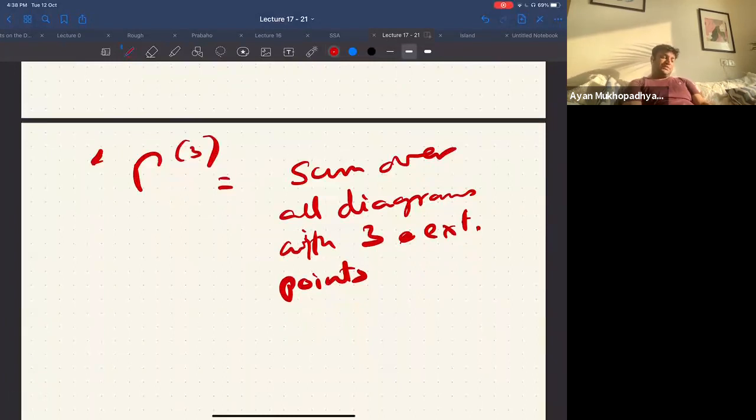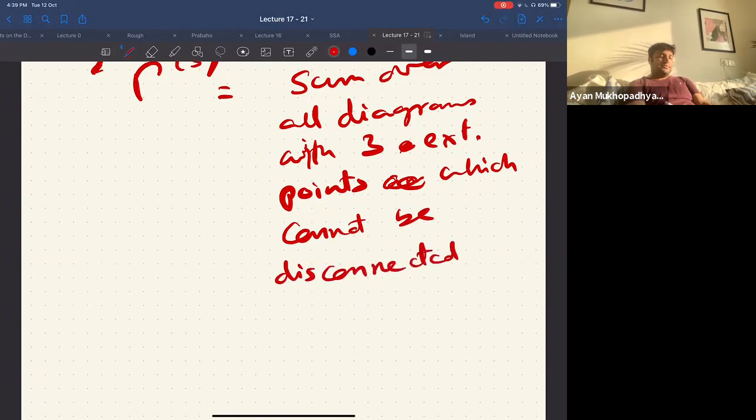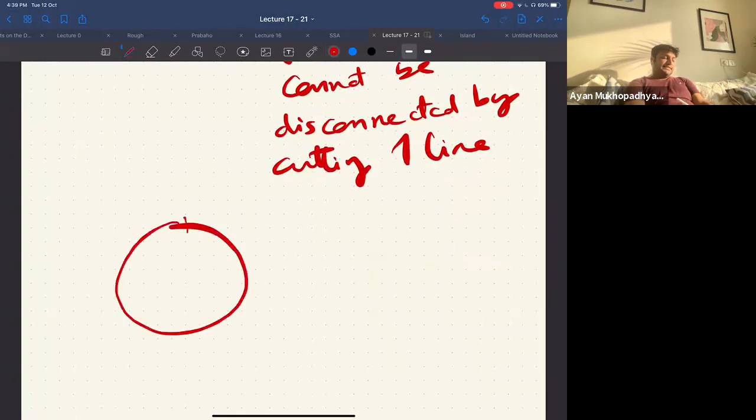The sum over all diagrams with 3 external points, and which cannot be disconnected by cutting one line, right? All right, so basically an example of it will be this. This is a one particle irreducible diagram, because if I disconnect any one of the lines, the full diagram still remains connected, right?